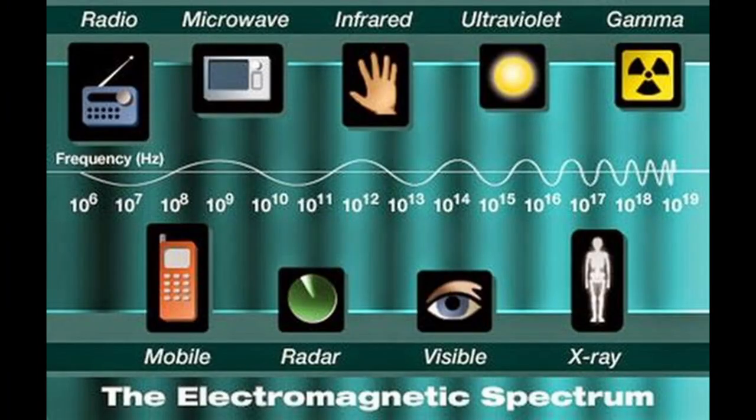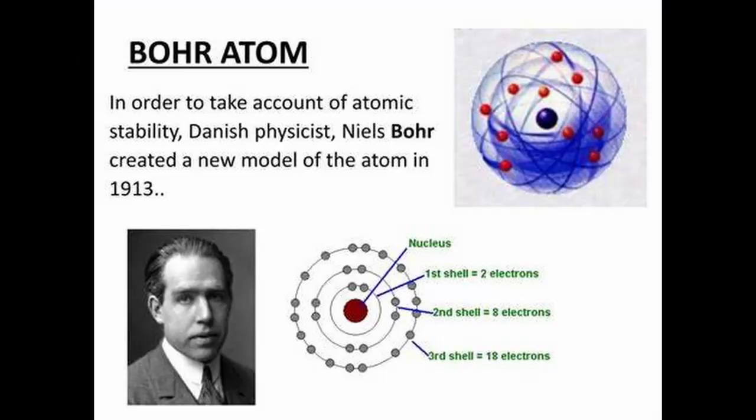The dual character of electromagnetic radiation, which means that radiation possesses both wave-like and particle-like properties, and experimental results regarding atomic spectra led to Bohr's model of atom.